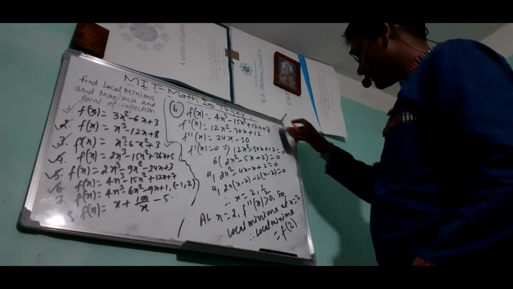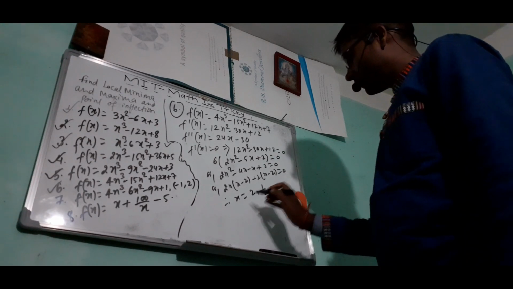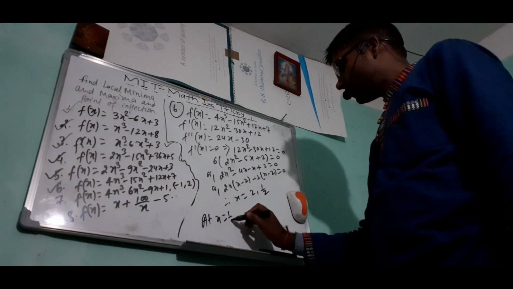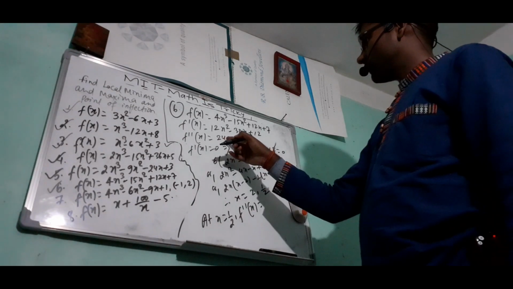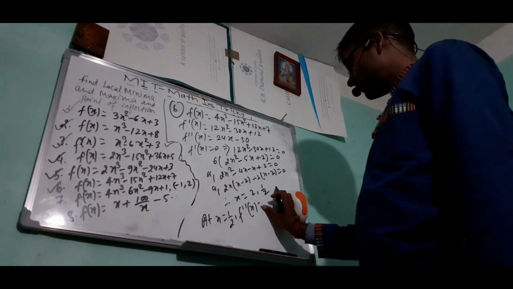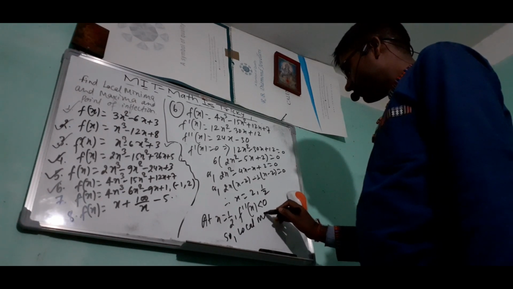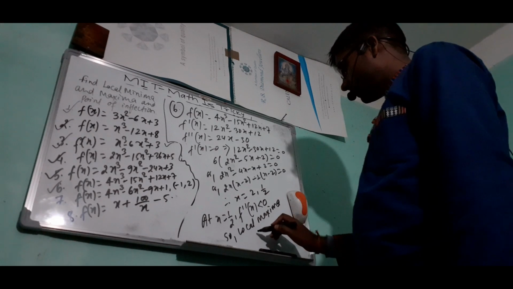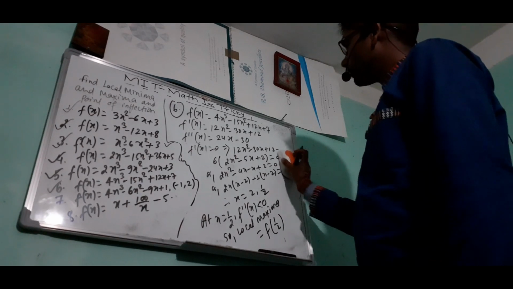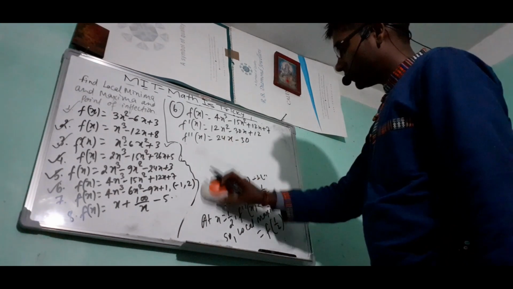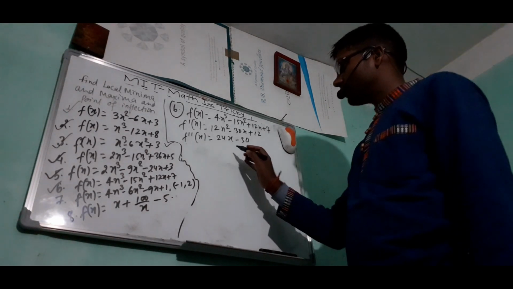Now at x equals 1 by 2, we check the second derivative: 12 minus 30, it is negative. So local maxima, and it will be equal to f(1 by 2). Find the value. For the point of inflection, let me solve it and explain it for you.